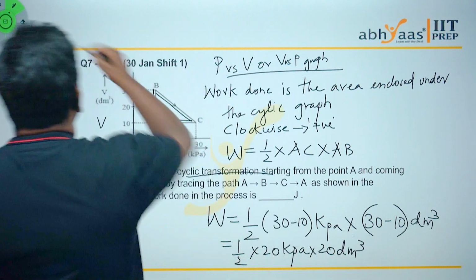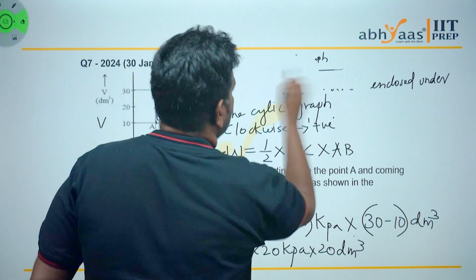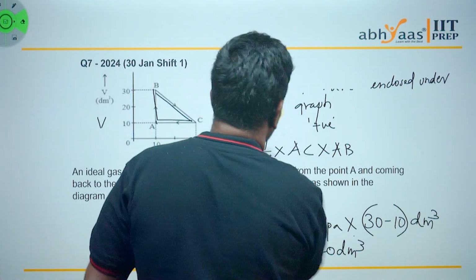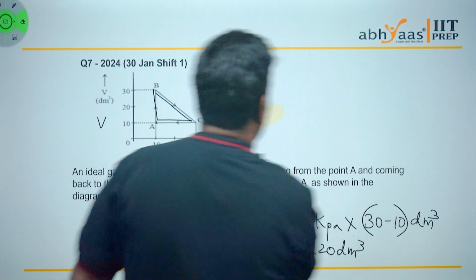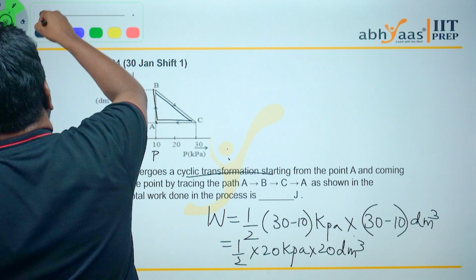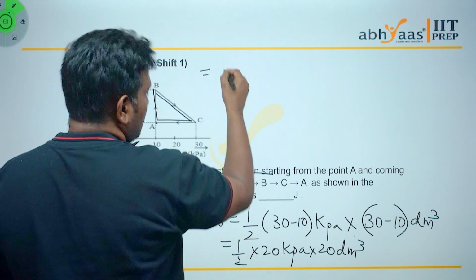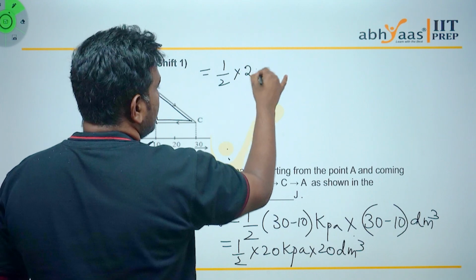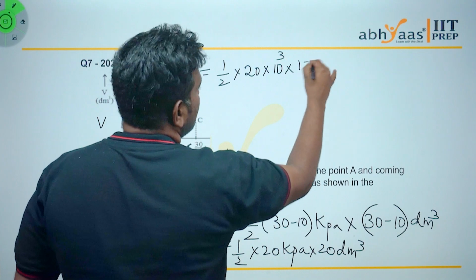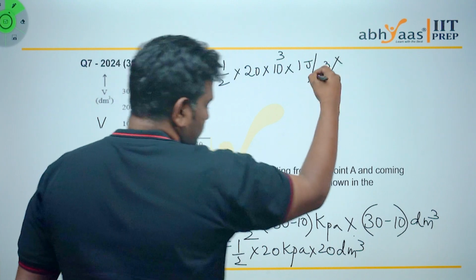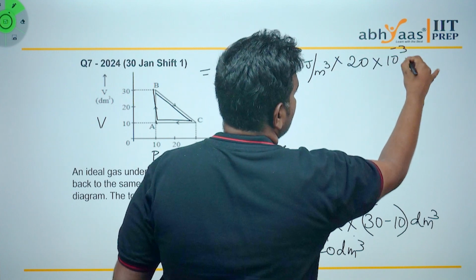I hope you remember, I have told a relation of dm cube and Pascal. What is that? 1 Pascal is equal to 1 joule per meter cube and 1 dm cube is equal to 10 raised to minus 3 meter cube. So here I am just substituting those values. 1 by 2 into 20 kilo, kilo means 10 raised to 3 Pascal, I am putting it as 1 joule per meter cube, into 20 dm cube, I am putting it as 10 raised to minus 3 meter cube.